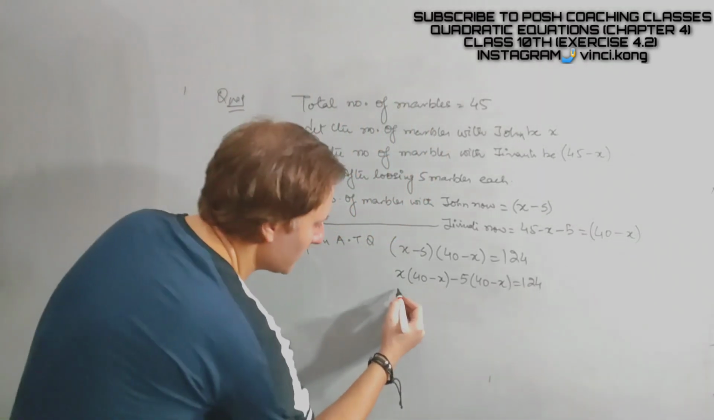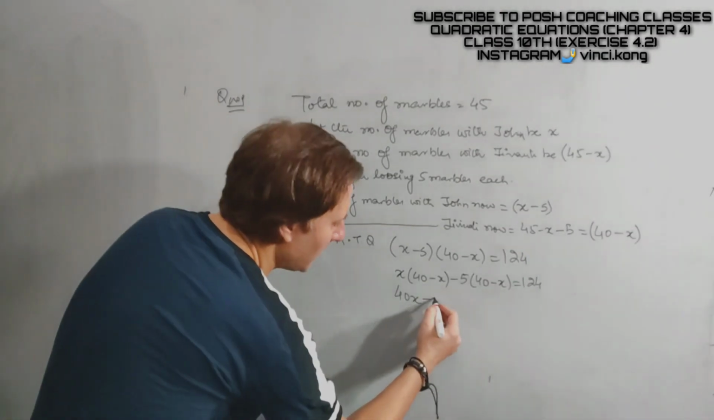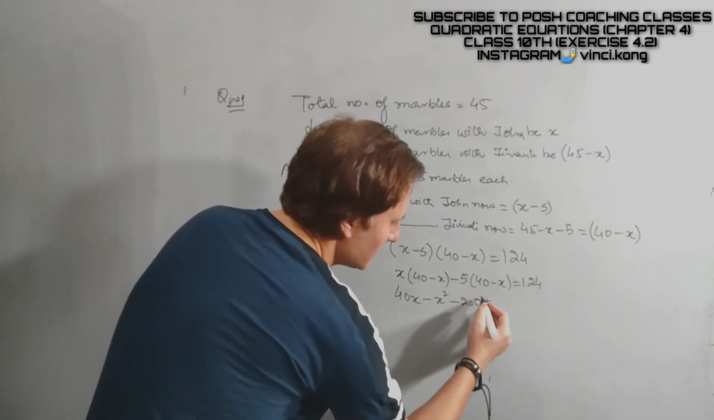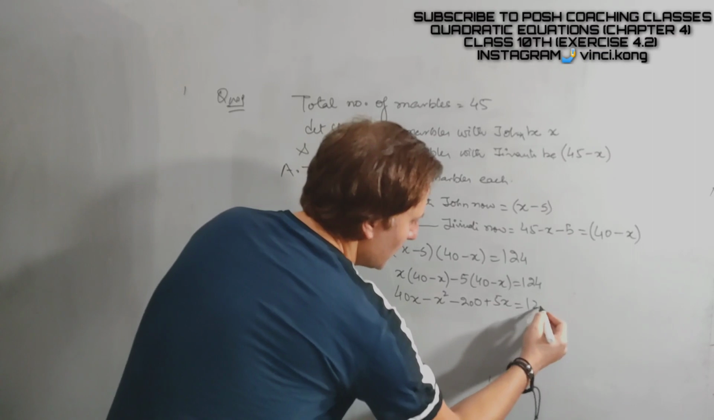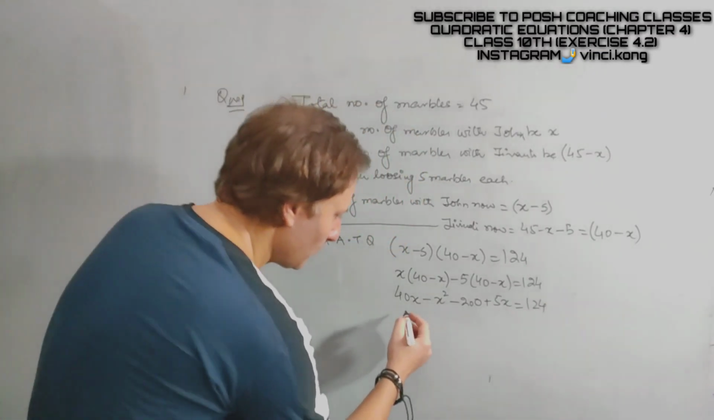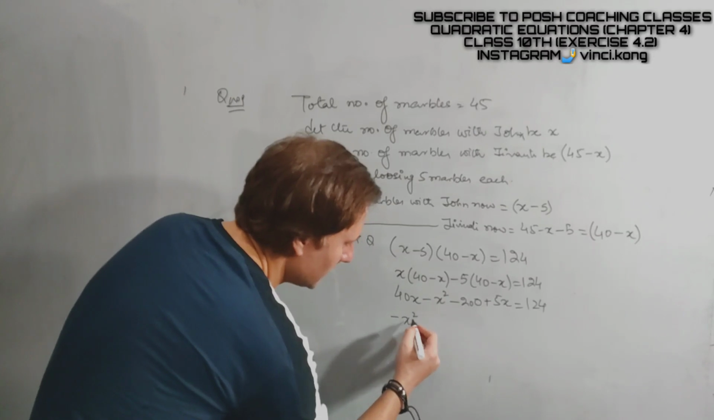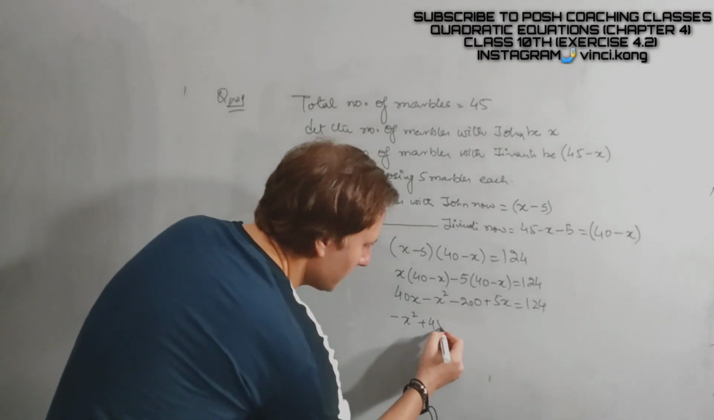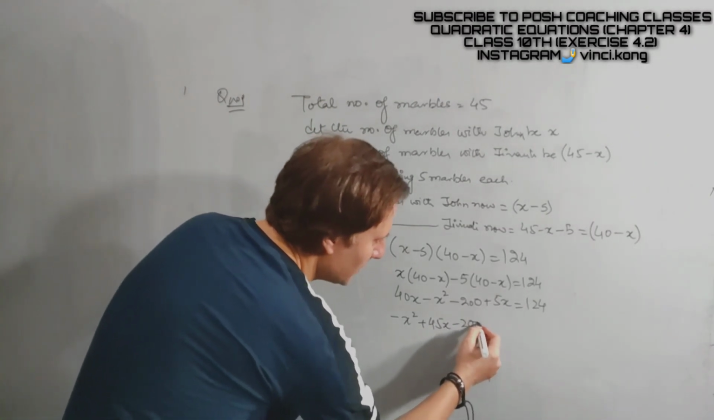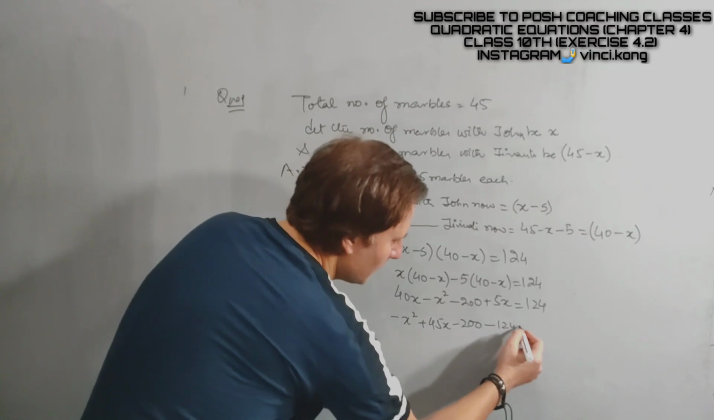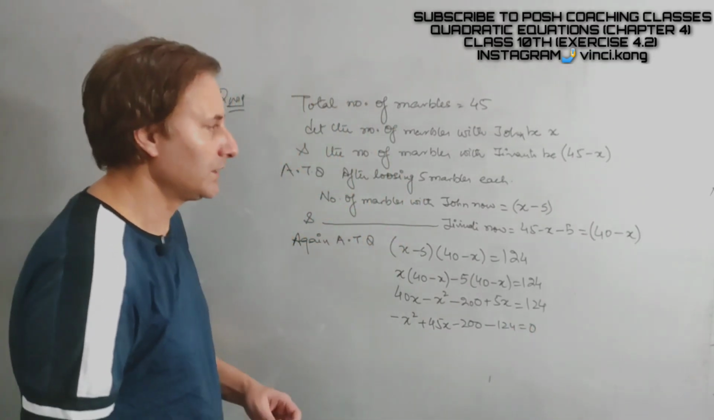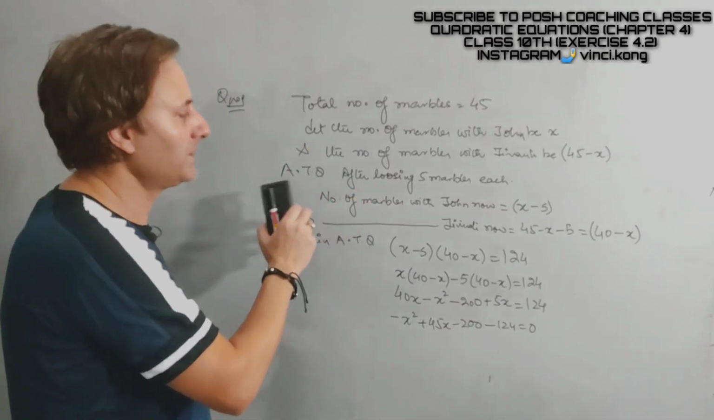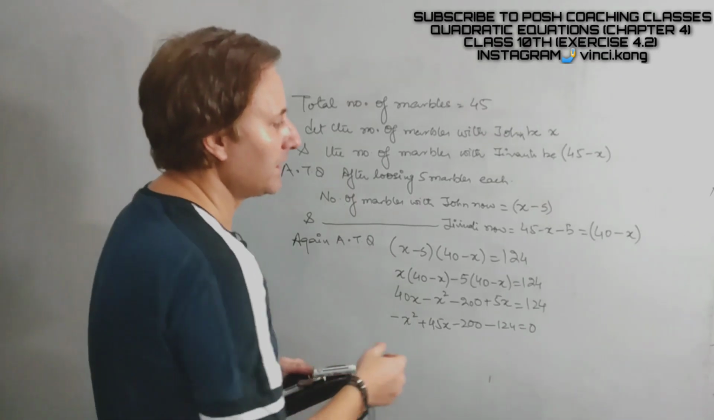Okay, so now it becomes 40X, then we have minus X squared here, minus 200, plus 5X is equal to 124. Okay, so now what do we have? I'll take minus X squared here, then I have plus 40X plus 5X is 45X, then minus 200, and this 124 comes here, minus 124 is equal to 0. Okay, I'll just rub a few things here. I hope you have made a note of it. So what I need is, I need this.